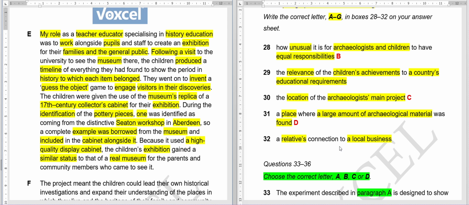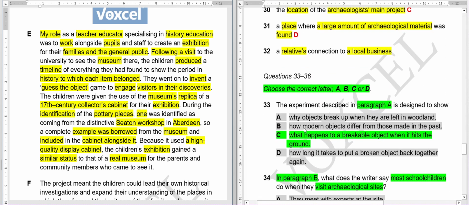32. Is there any mention of any relative and a local business? There is no mention of any relative or any relation here. So 32 can be our answer. So in E, we do not have any answer. So moving on.